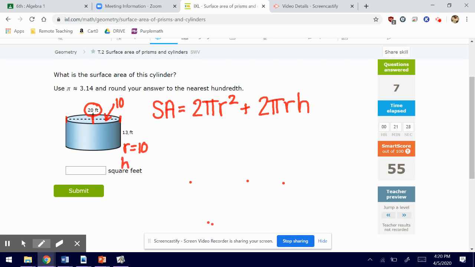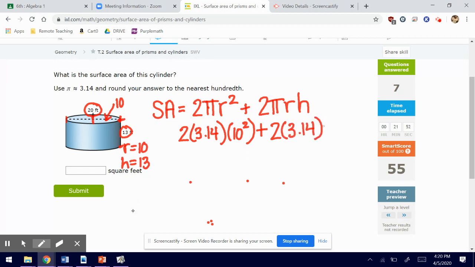So my R is going to be 10. My H is how tall it is. Well, I have how tall it is right here, which is 13. So my H is going to be 13. Then I'm going to fill everything in. 2, it told me to use 3.14. R squared is going to be 10 squared. Bring down the plus, bring down the 2. We're going to use 3.14 instead of pi. My R is 10. My H is 13.